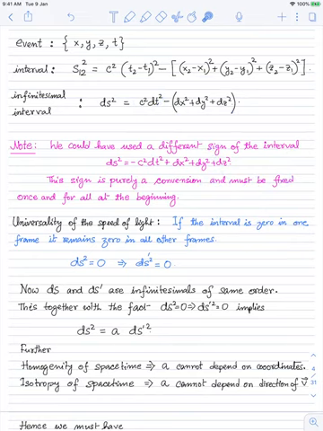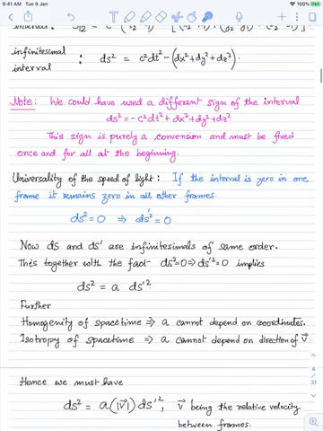So this fact is just a consequence of the fact that the speed of light is the same in both the primed and the unprimed frames of reference. All right. So this is the first deduction that we have: if ds squared is 0 in one frame, then ds squared is 0 in all other inertial frames which are moving with constant velocity with respect to the previous one. Very good.